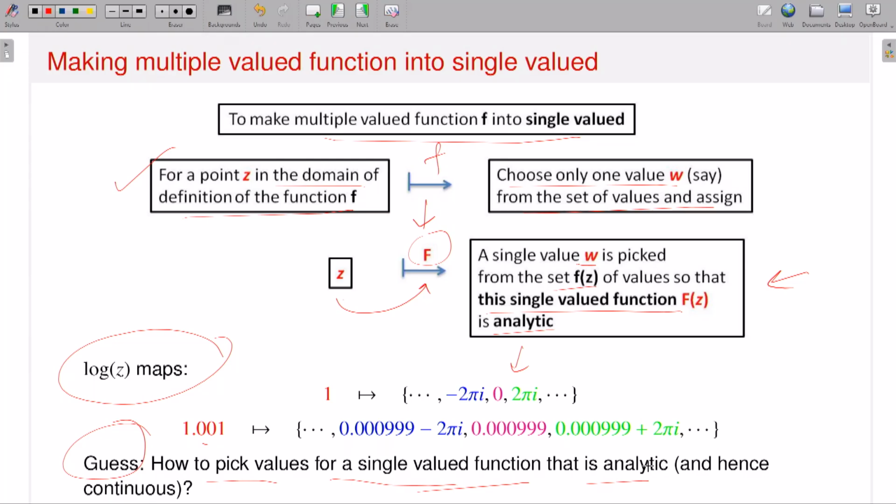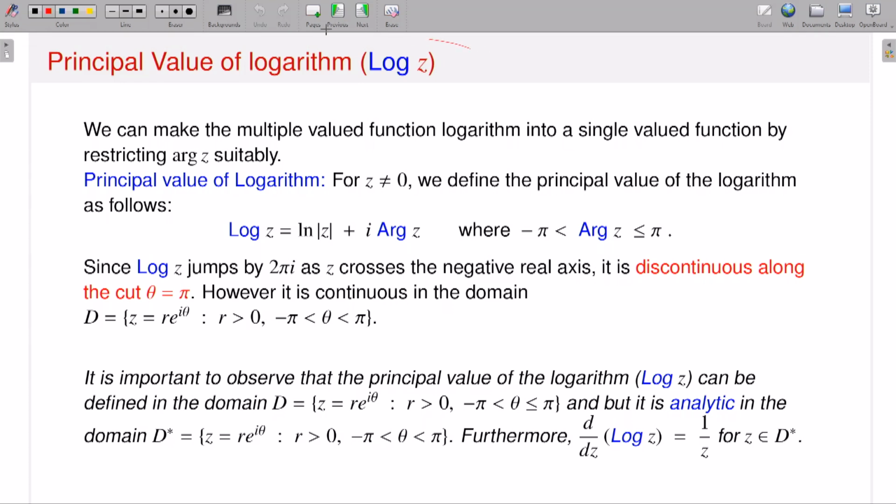And now you can easily guess it. From the multi-valued function you can easily say what the single valued function will be, because your multi-valued function small log I can write in terms of small arg. So therefore if I replace small arg by capital Arg, the principal argument, that will be a single valued function. But the question is whether that single valued function is analytic or continuous. That is the question we have.